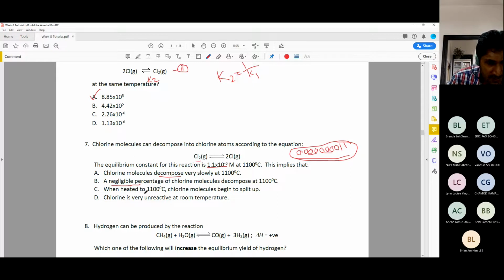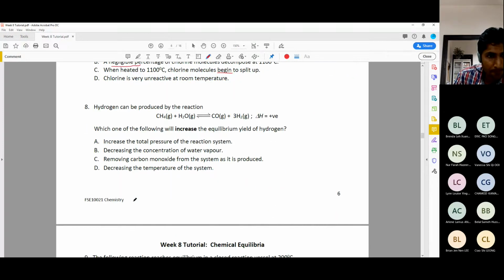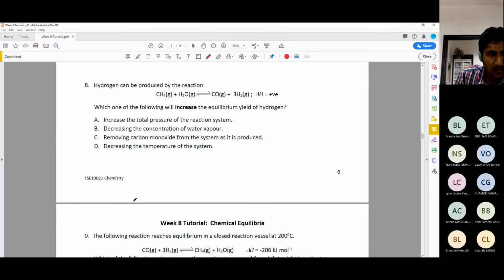When heated to 1100 degrees centigrade, chlorine molecules begin to split up. It is not just beginning to split up. It started, but it is continuing, it is going on there. Chlorine is very unreactive at room temperature. No, it's not true. Chlorine is a very poisonous gas at room temperature itself.